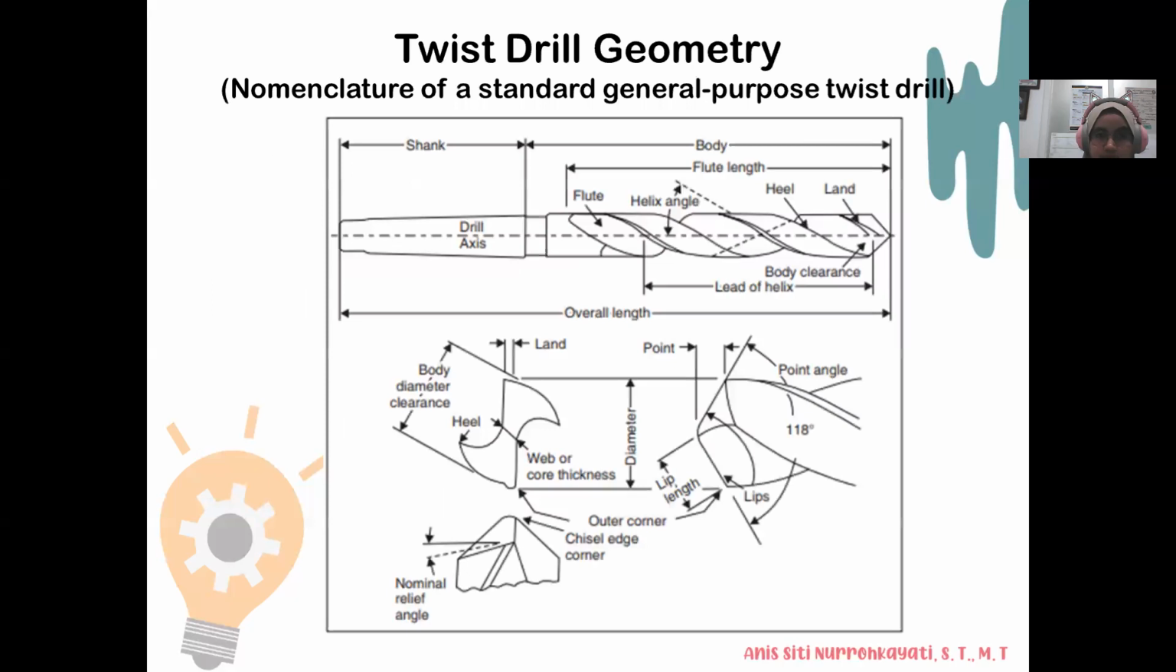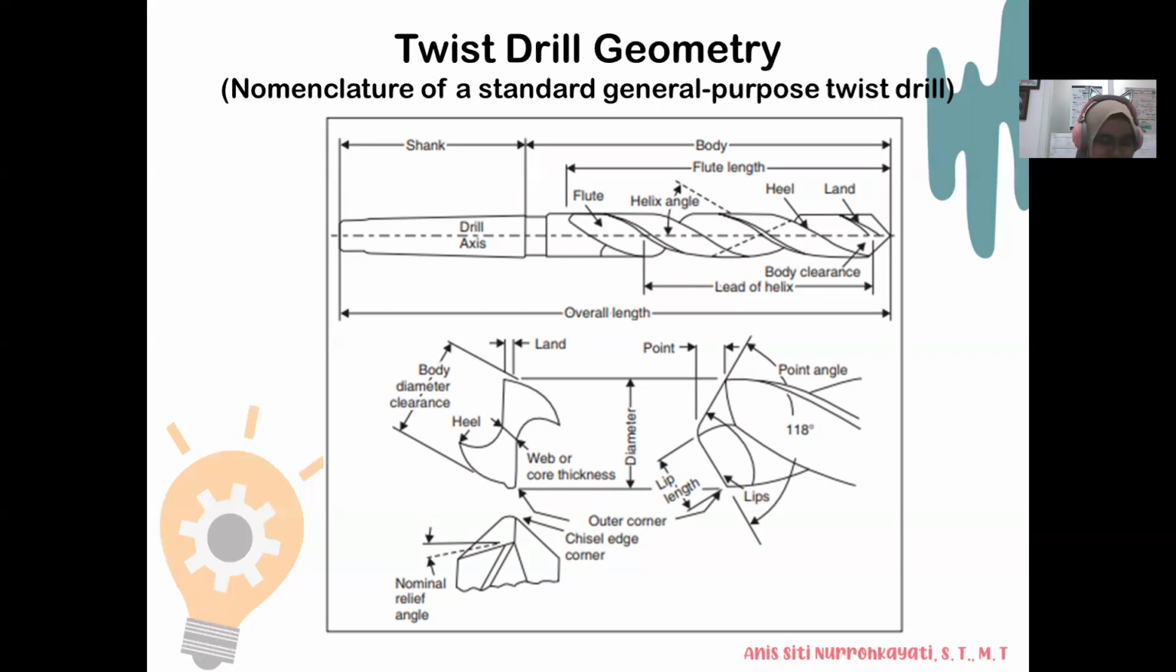The next is twist drill geometry, and its nomenclature. This is the figure of the nomenclature of a standard general purpose twist drill. A twist drill has three principal parts. The first is the drill point or dead center. The second is the body. And the last is the shank.